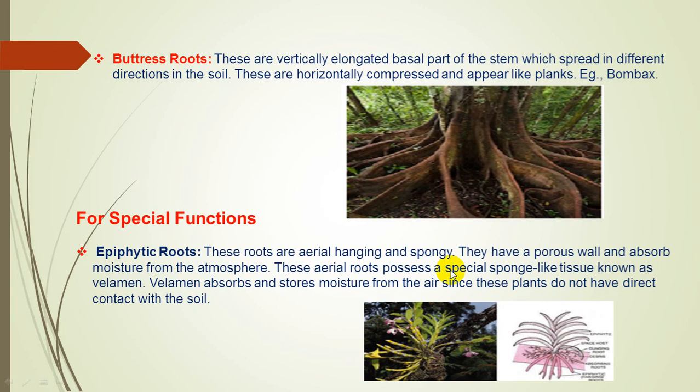These aerial roots possess a spongy-like tissue, which is known as velamen. Velamen absorbs moisture and also stores it.